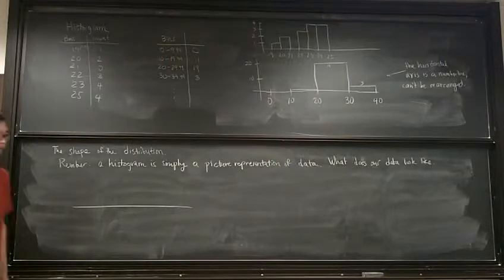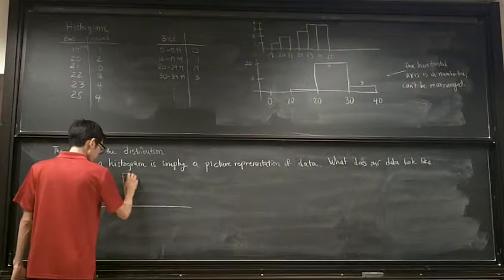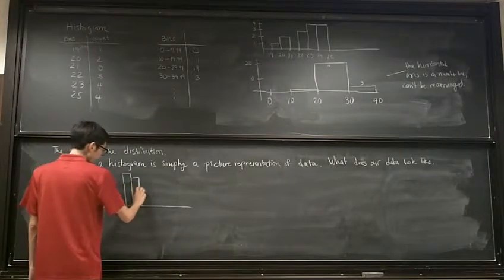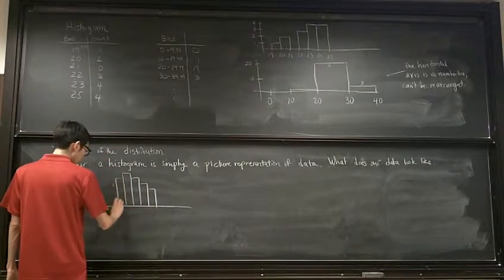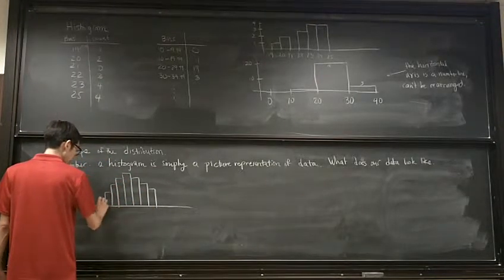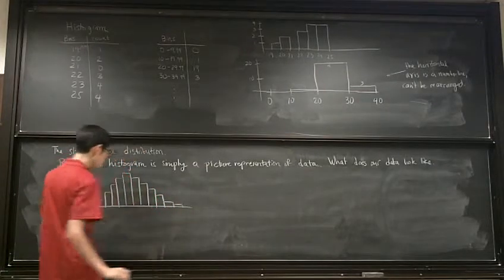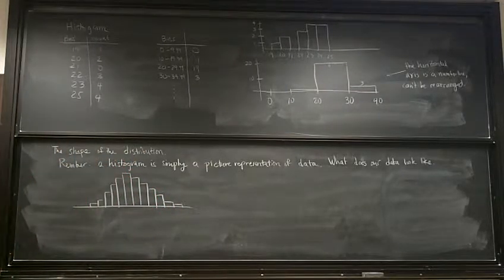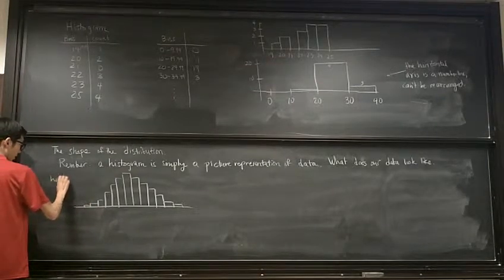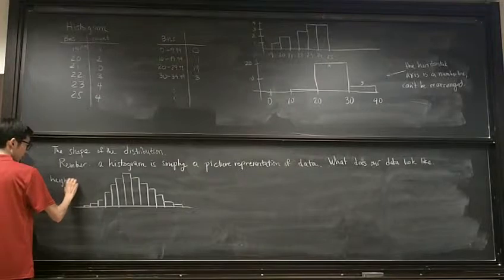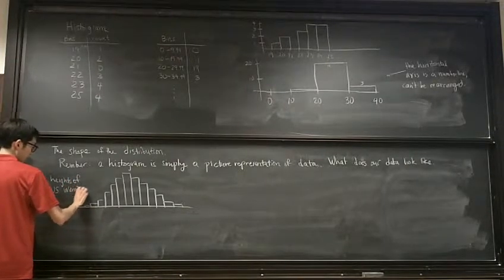If we looked at the histogram of people's heights, let's say we just look at the heights of women in the United States. Our histogram would look something like this. This is a possible histogram for the heights of women in the United States. U.S. women.